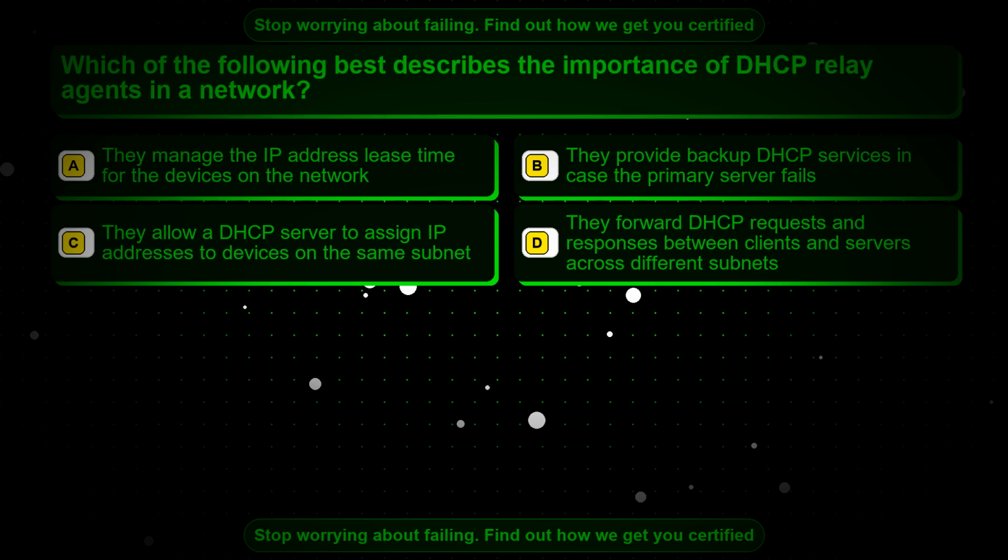Question 12. Which of the following best describes the importance of DHCP relay agents in a network? Option A. They manage the IP address lease time for the devices on the network. Option B. They provide backup DHCP services in case the primary server fails. Option C. They allow a DHCP server to assign IP addresses to devices on the same subnet. Option D. They forward DHCP requests and responses between clients and servers across different subnets.